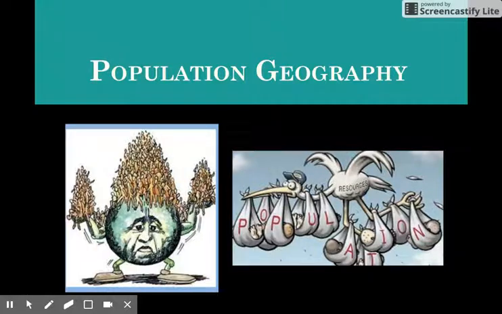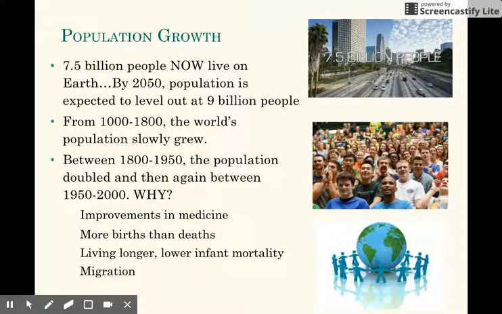In this lesson, you will learn about population geography. Population growth. So, we are currently at 7.5 billion people. That's as of September 2017, living on this planet. By 2050, the population is expected to level out at 9 billion people.